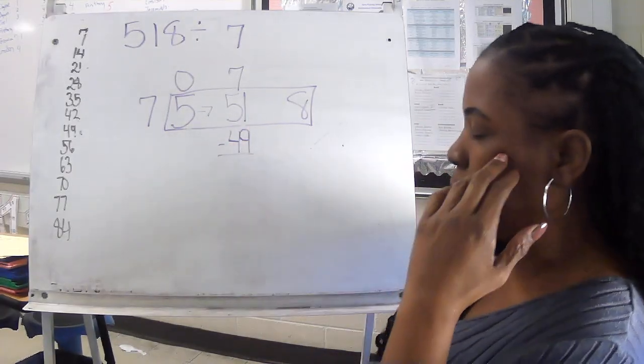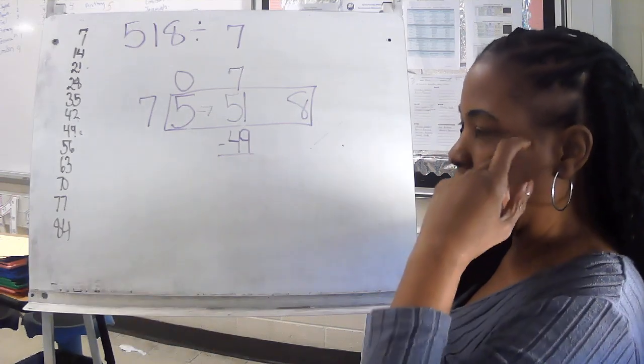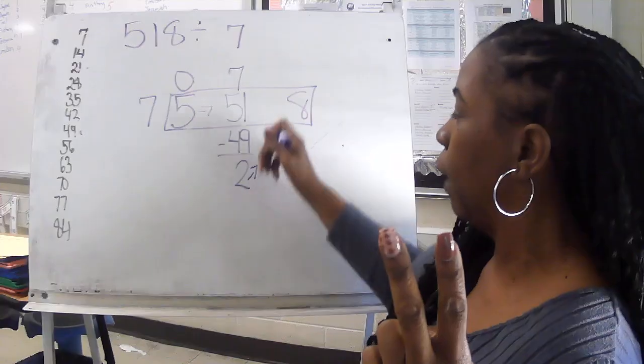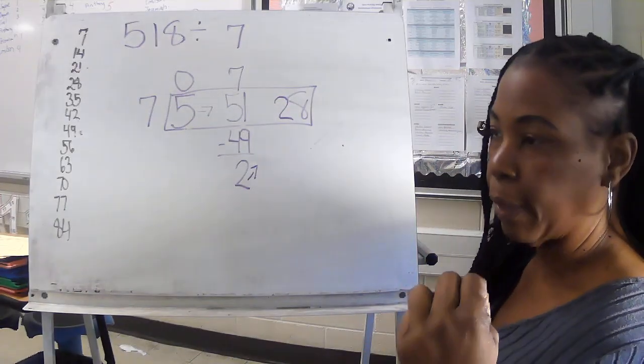Put 49 in your head. Count up to 51. 49, 50, 51. So that leaves me with 2. Then I draw my arrow. Now we have 28. Okay?